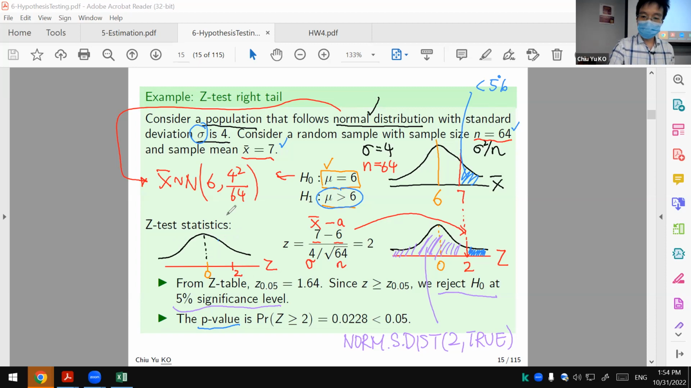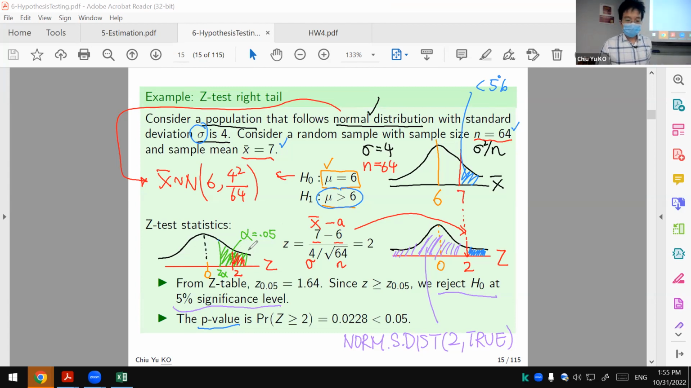Maybe another color, green color, okay? We want to look at if that's alpha, that is Z alpha. Alpha is 5%, and we don't look at this green alpha. If this Z alpha is on the left-hand side of 2, then you reject, because being on the left-hand side means that the area on the right of 2 is less than 5%. Is that clear what we are doing?